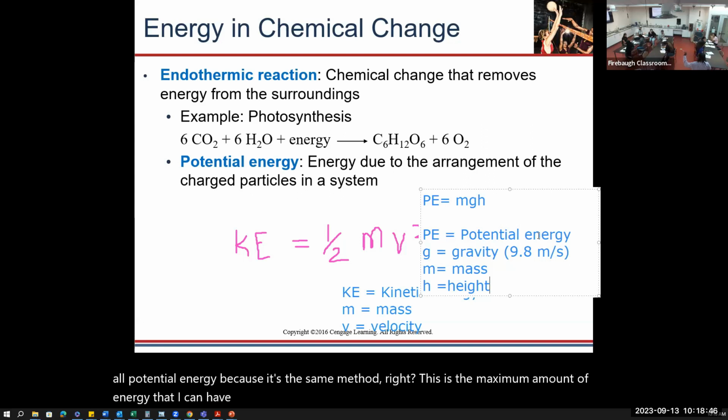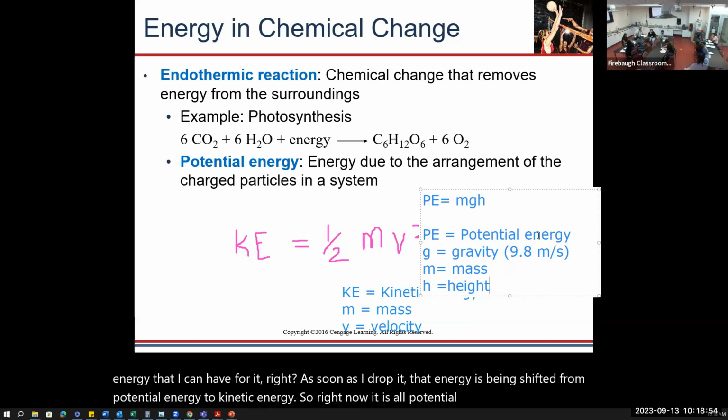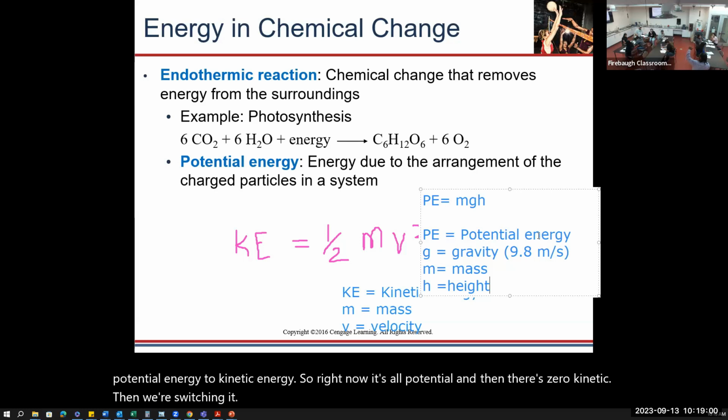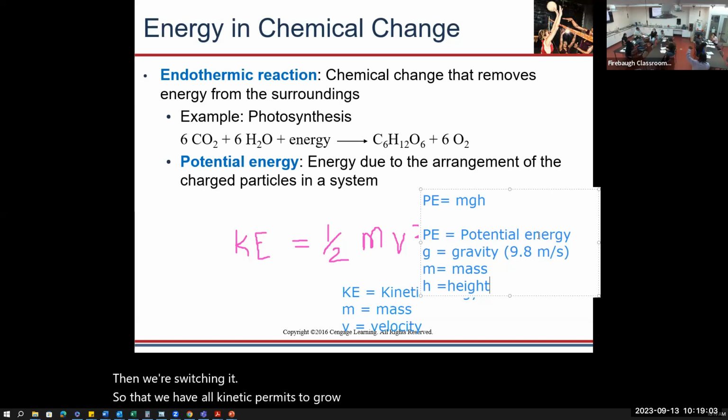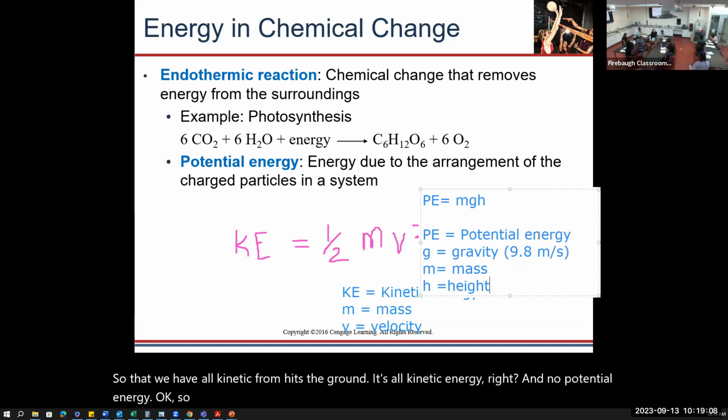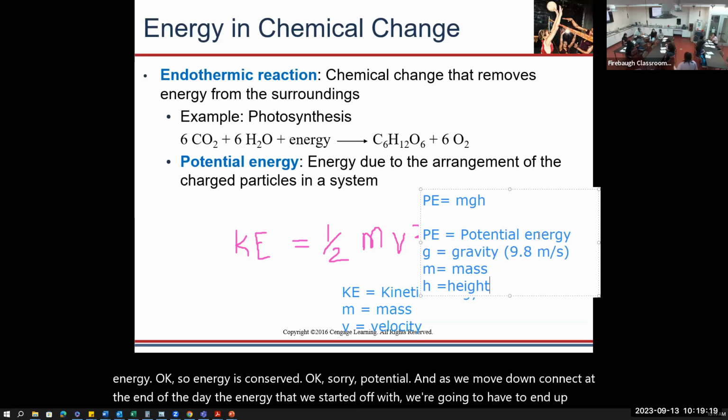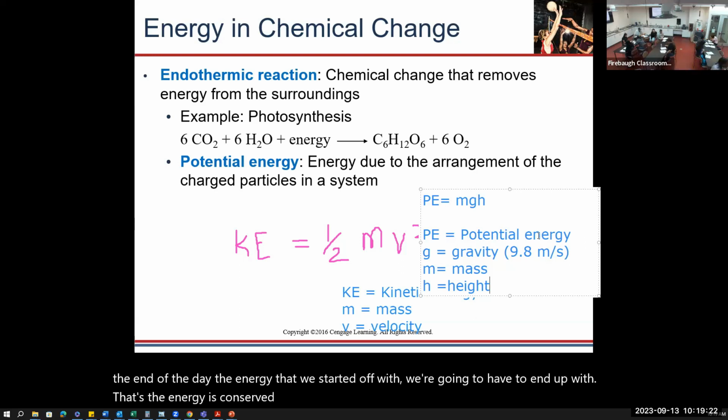As soon as I drop it, that energy is being shifted from potential energy to kinetic energy. So right now, there's all potential, and then there's zero kinetic. Then we're switching it so that we have all kinetic when it hits the ground, and no potential energy. Okay, so energy is conserved. We start at potential, and as we move down, kinetic. At the end of the day, the energy that we started out with, we're going to have to end up with, because energy is conserved. So that's the law of conservation, which we're going to be talking about.